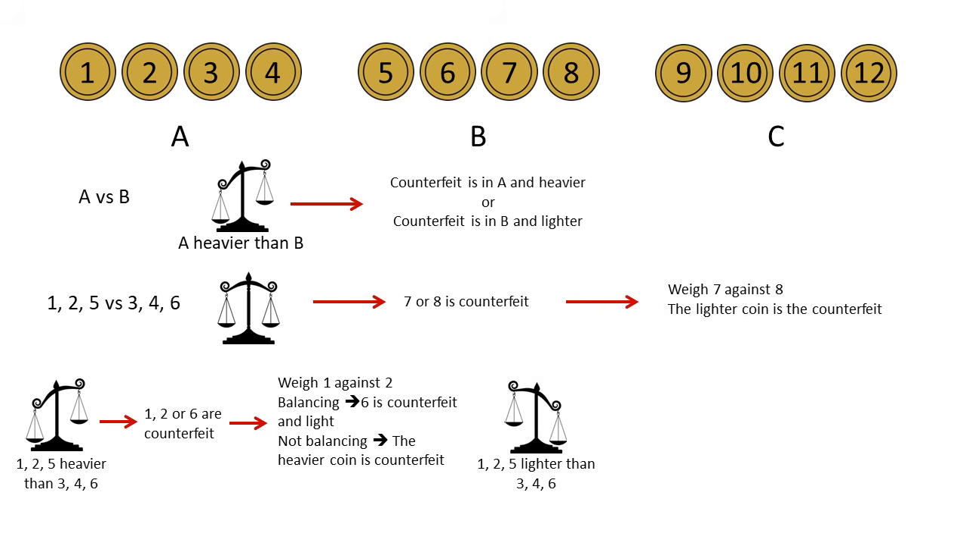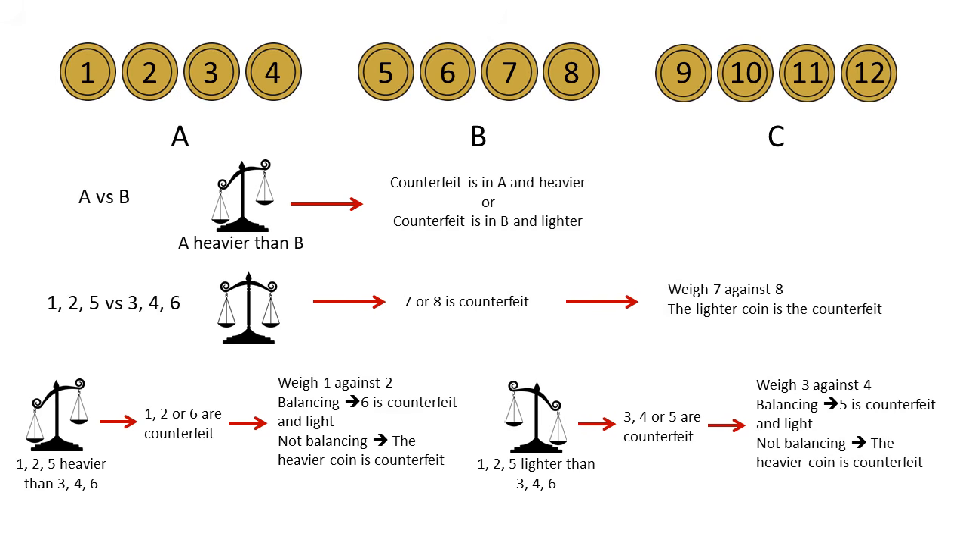If the scales have gone the other way, so 1, 2, 5 is lighter than 3, 4, 6, it's very similar. This time it would mean that either 3 and 4 are counterfeit, so they're heavier and they've pushed the right-hand side down, or 5 is counterfeit and it's lighter, which has made the left-hand side lighter. And again, we're going to take the 2 that are from group A, so 3 and 4, and weigh them against each other. If they balance, the remaining coin, coin 5, is counterfeit, and as it's in group B, it's lighter than the others. If they don't balance, then again, because they're both in group A, the heavier coin out of 3 and 4 must be the counterfeit.